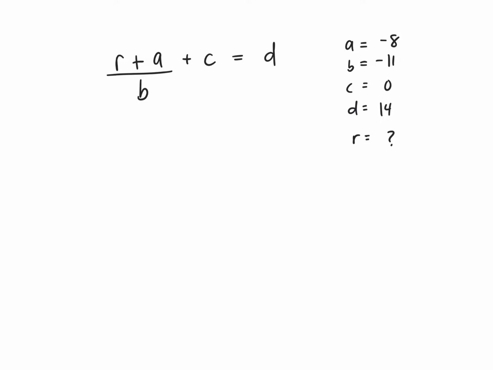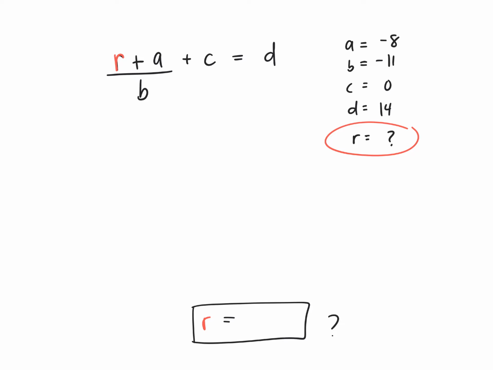Okay, so in this question, it says r plus a divided by b plus c is equal to d. And we have to solve for the unknown variable. In this case, the unknown variable, the variable that we don't know the value for, is r. So by the end of the question, we want to figure out what r is equal to. That is our goal. We want to get this r all by itself.